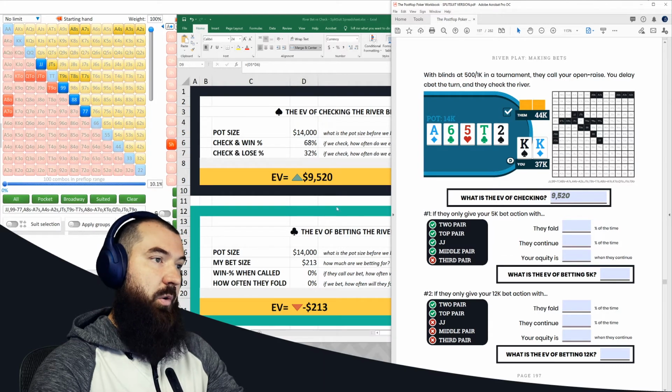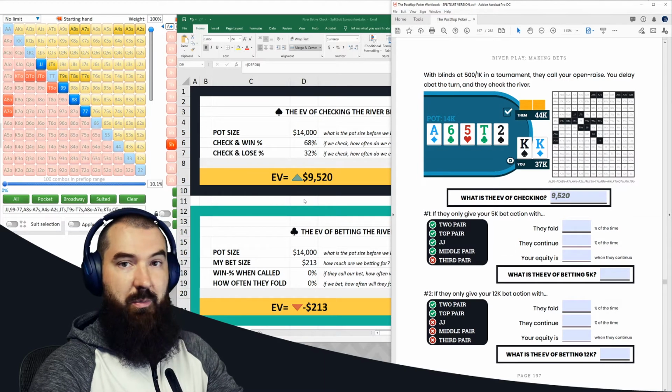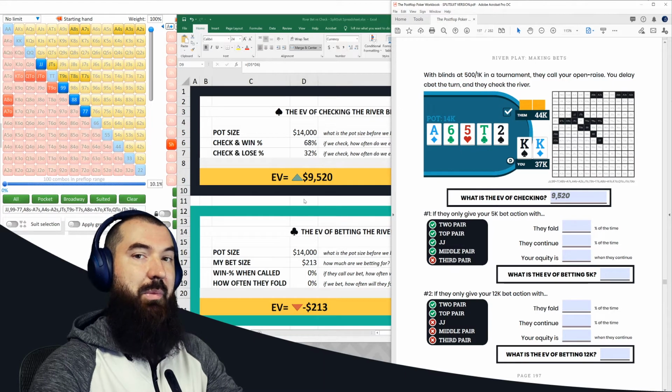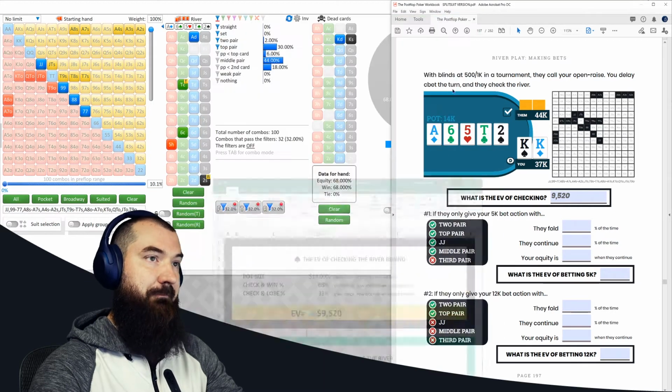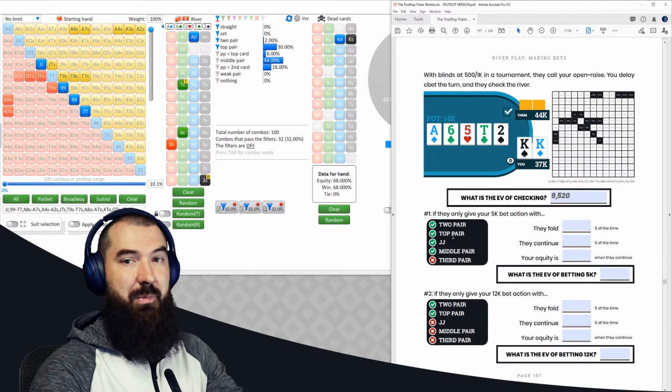We're going to use this spreadsheet just because it's a little bit simpler, but you could definitely use the complex EV calculator if you want to. Totally your call. I'm just going to use the spreadsheet to save us a little bit of time. So without further ado, let's jump into number one and then do number two right after that.